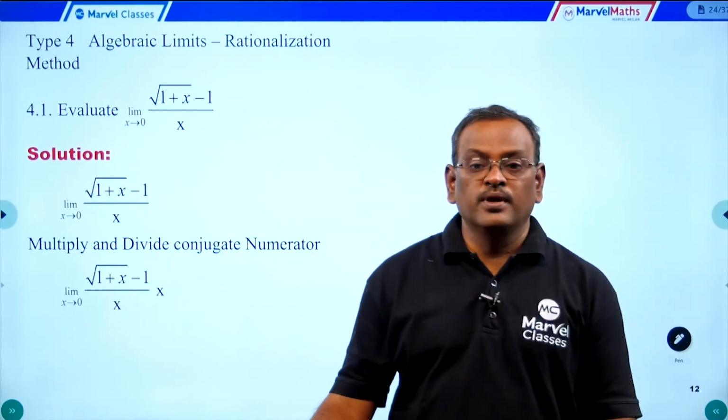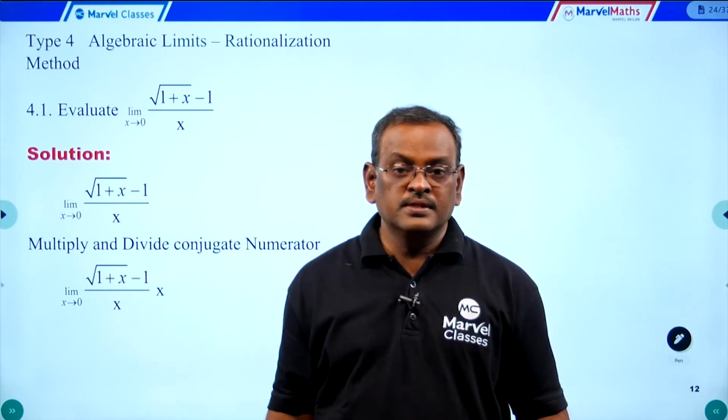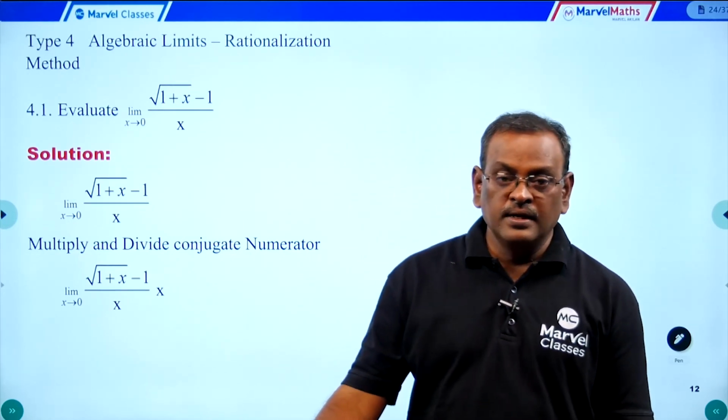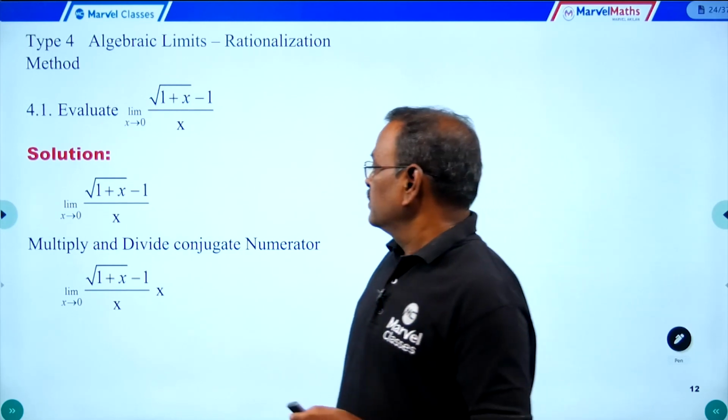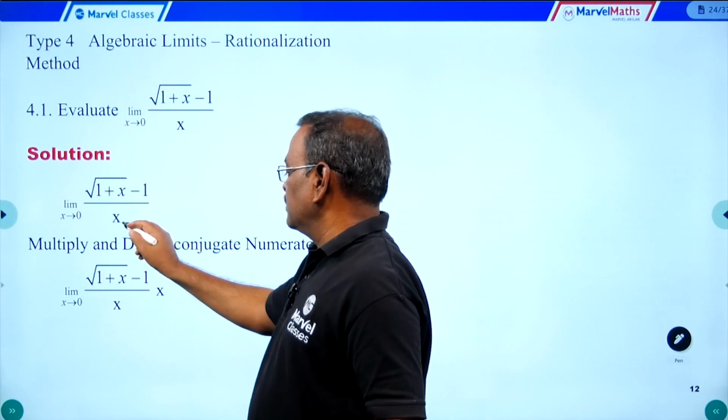In this video I am going to explain the concept of algebraic limit using the rationalization method. This is under algebraic limit type, and this is type number 4. The given question is limit x approaches 0, root of 1 plus x minus 1 by x.